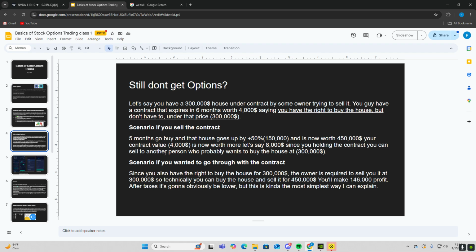Your contract value is no longer 4,000. You could price it at like 10,000, 8,000, however much you want. But let's say you price it at 8,000.